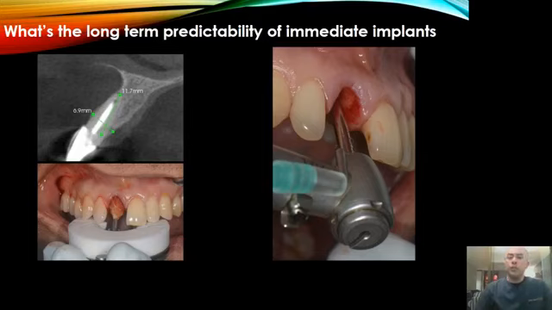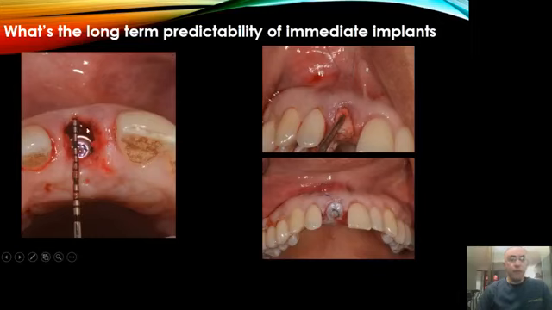So what's the long-term predictability of immediate implants? We've been doing this long enough and we've seen a lot of success. Let's talk about this quick case here. We have a tooth, it's a type 1, it's good for immediate implant. We did an atraumatic extraction. I used here the Benex machine. I love it. And then we do the preparation into the palatal plate, placing our implant. We have the jumping distance at 2 millimeters.